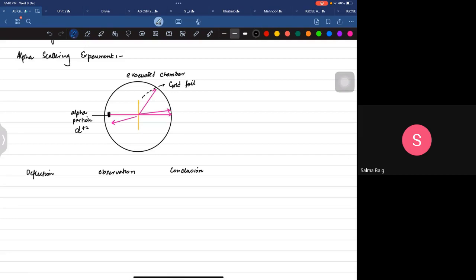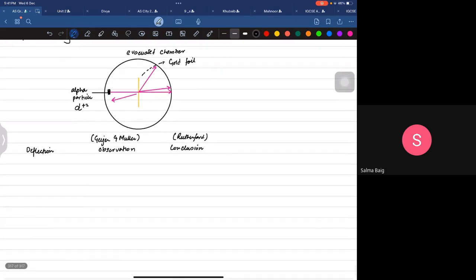These observations were taken by Geiger and Mueller. These were the students of their teacher called Rutherford. So this was the first ever structure. They gave us the structure of an atom, which is really close to what we have today. So they observed that the deflections were from 0 to 10 degrees. So most of the alpha particles went undeflected, or deflected at very small angles. All right, so this is something you need to remember.